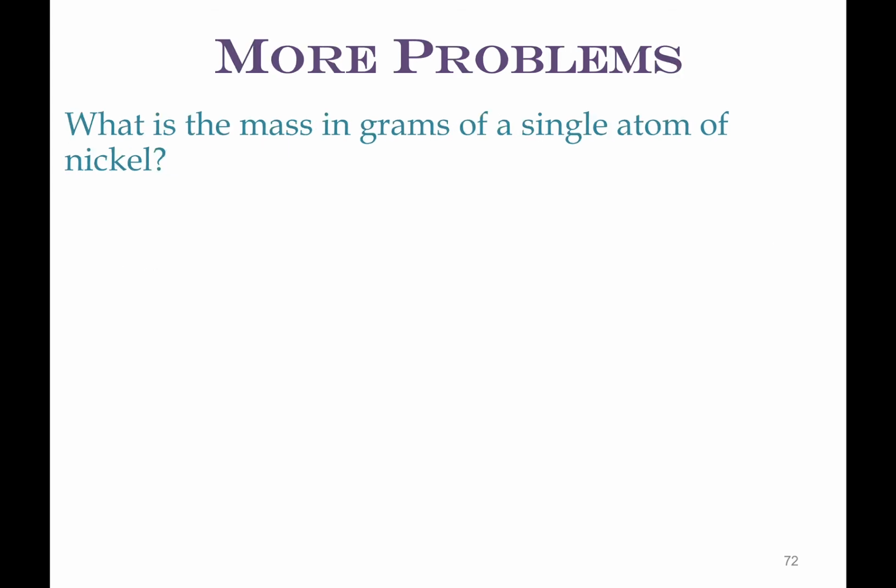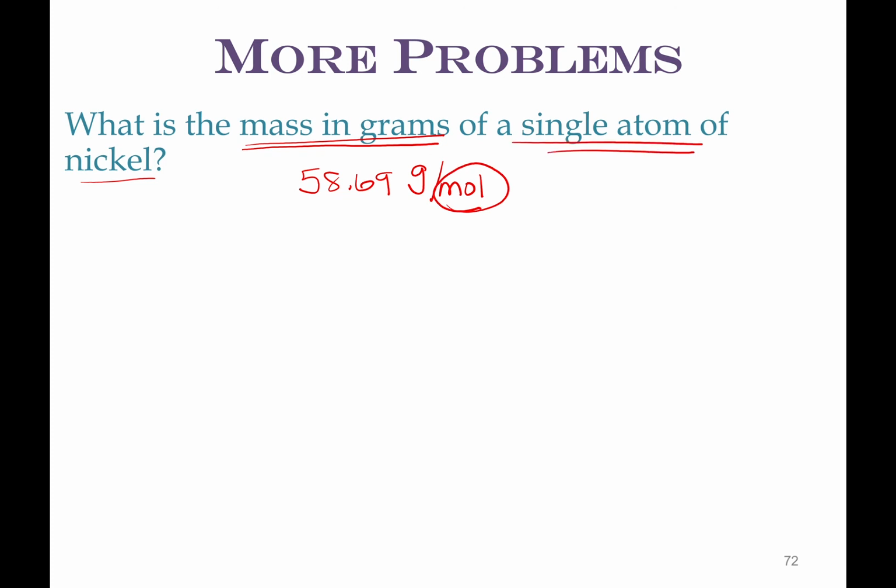This one is worded a little differently. What is the mass in grams of a single atom of nickel? Well, if you look on the periodic table, you're going to find out the mass of nickel is 58.69. And what are the units? Grams per mole. We now have the mass in grams per mole. We want that for a single atom. So this question tests, do you know what the units are on the periodic table? Do you know how to convert them?